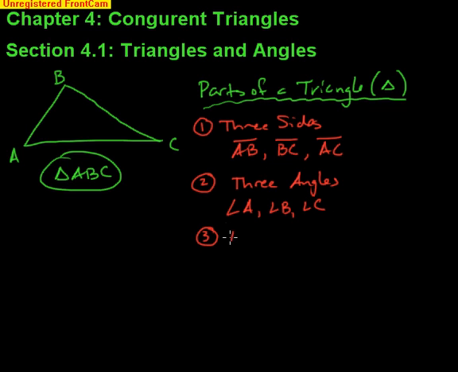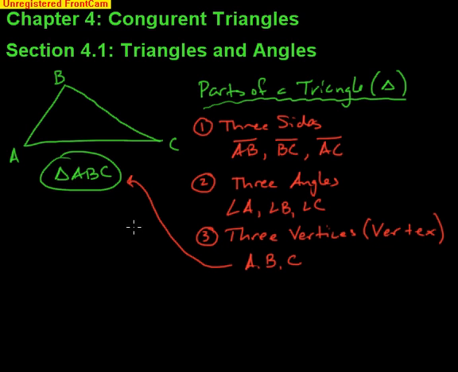And those 3 angles happen at what we call the 3 vertices. Vertex is the singular. Okay, make that clear. Vertex is the singular, but vertices is the plural. And they're the points A, B, and C. So notice that you name the triangle by its vertices, right? So these 3 letters, okay? And you go in clockwise or counterclockwise fashion. So A, B, C, or A, C, B, okay? Doesn't matter.